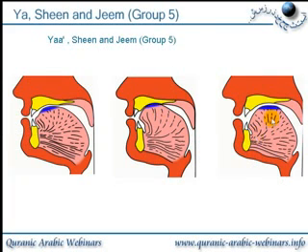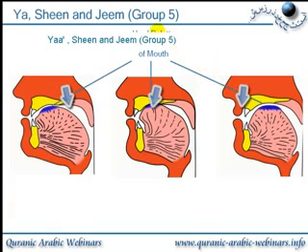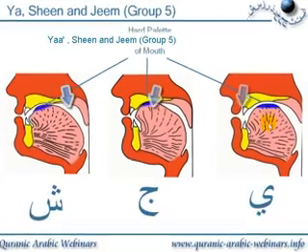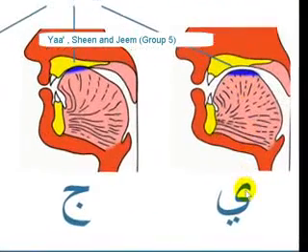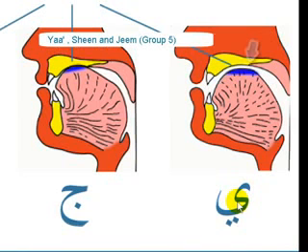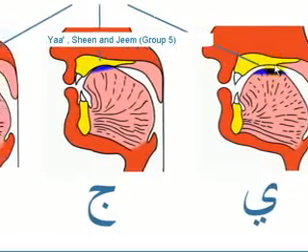Group 5 is operating where the tongue is touching the hard palate almost in the middle of the mouth. Again, there are 3 letters and they have slightly different positions. So we've got the letter ya, ya, which is almost exactly in the middle of the mouth, i.e. the middle of your tongue touching the top hard palate in the middle of your mouth.